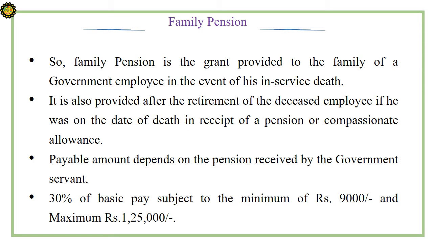So, family pension is the grant provided to the family of a government employee in the event of his in-service death. It is also provided after the retirement of the deceased employee if he was, on the date of death, in receipt of a pension or compensatory allowance. Payable amount depends on the pension received by the government servant. It is 30% of the basic pay, subject to a minimum of rupees 9,000 and a maximum of rupees 1,25,000.